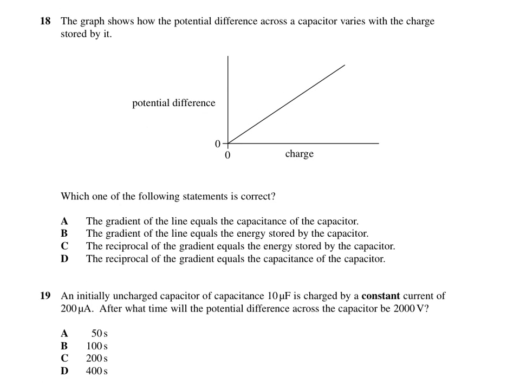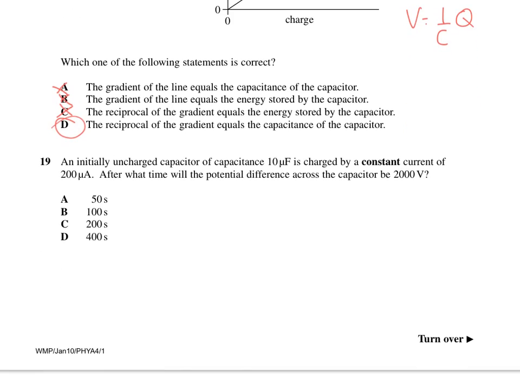The graph shows how the potential difference across a capacitor varies with charge stored. Which one of the following statements is correct? The gradient of the line is the capacitance. So we know the equation Q equals CV. So if we have V on its own, it's going to be like that one. We are looking for the correct one, so that's not true. The gradient is energy stored, rubbish. The area is the energy stored. The reciprocal of gradient equals the energy stored, rubbish. The reciprocal gradient is the capacitance, yeah. We've just shown that there when we put it into y equals mx plus c form.